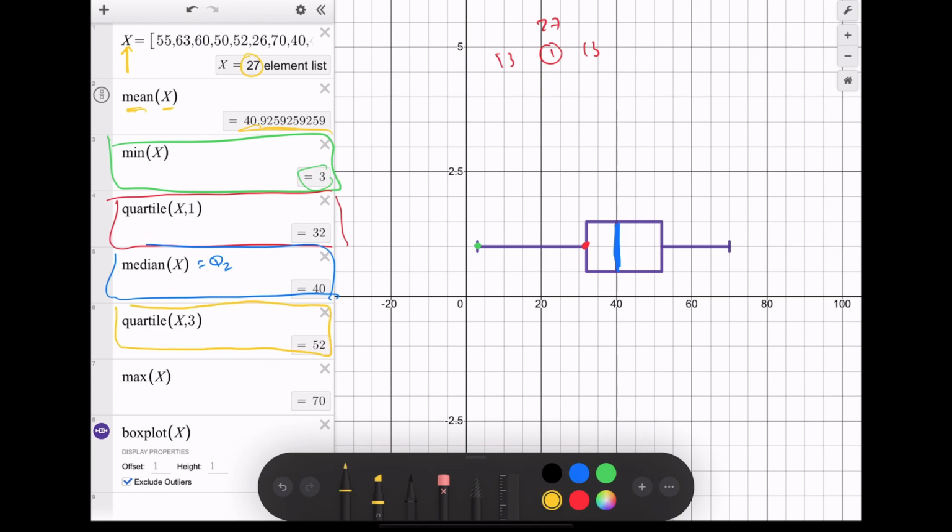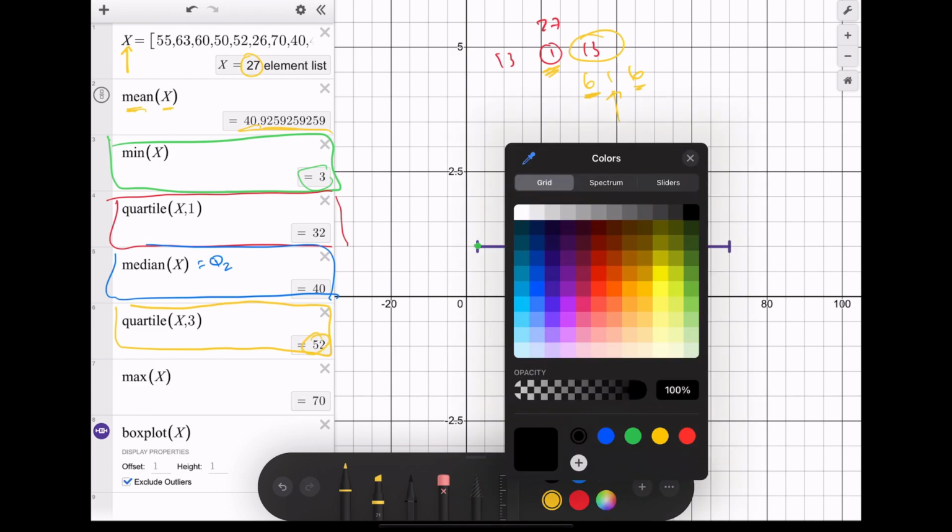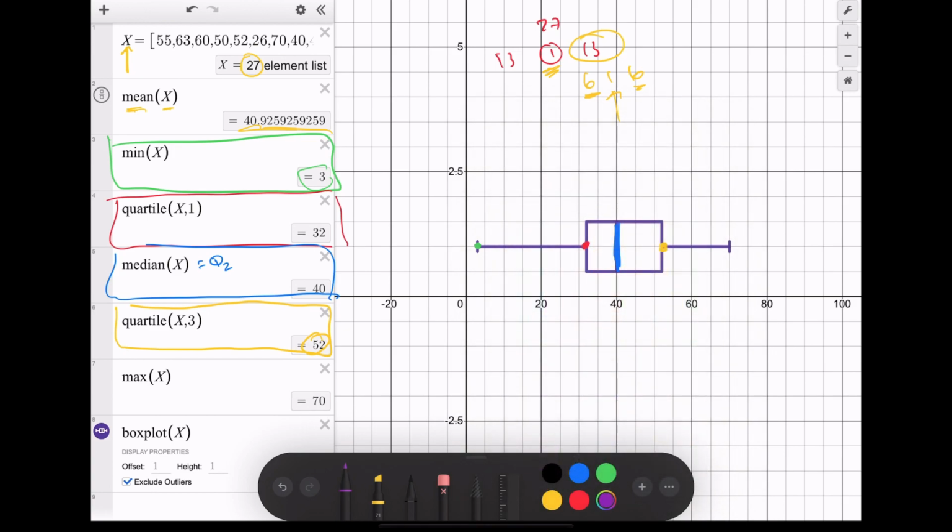Quartile 3, so on the right side, not including the 1, it's these 13 numbers. And what is the midpoint of those 13 numbers? So that would be 6, 1, and 6. So 6 numbers to the left of this, 6 numbers to the right, and you're looking for that middle number. That would be this number, which is 52. And then the last one is the maximum. This would represent the highest number, which is 70.